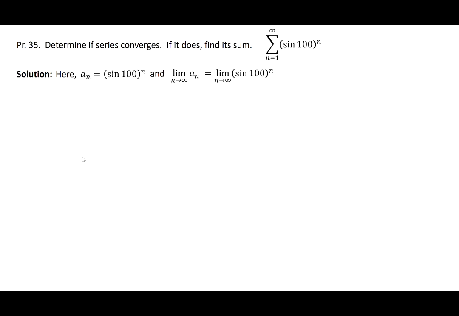What is guaranteed about sine of 100, even though we don't know the exact value? What's the range of sine? Meaning sine values always stay between what two numbers? Yep, -1 and +1. So, can we confidently say sine of 100 must be some number between -1 and +1? Yeah. What is the limit of r to the n when absolute value of r is less than 1? Go back to sequences. 0. So we can confidently say this limit is equal to 0. Cool. We found that the limit of a sub n is equal to 0.